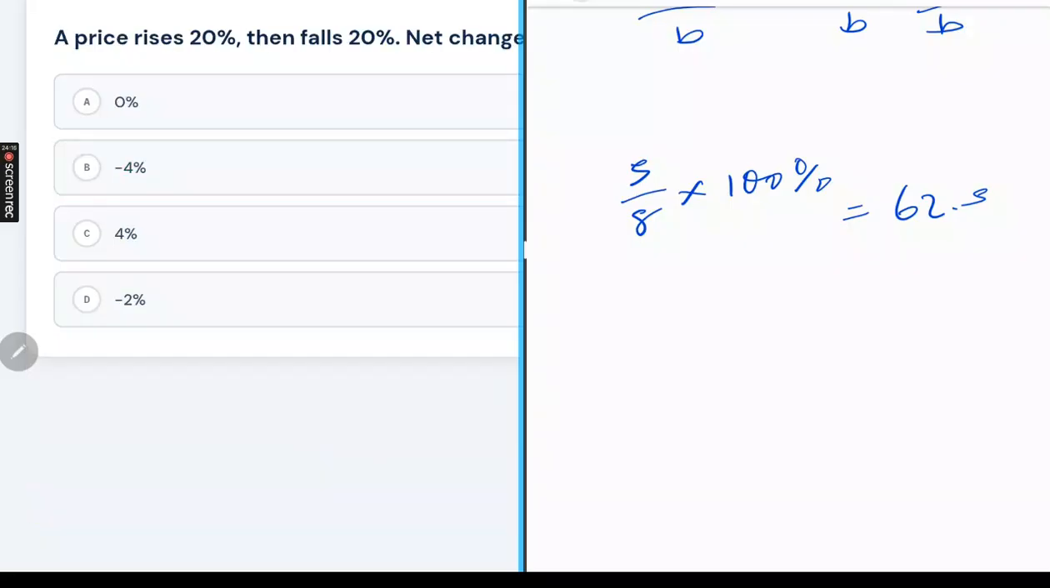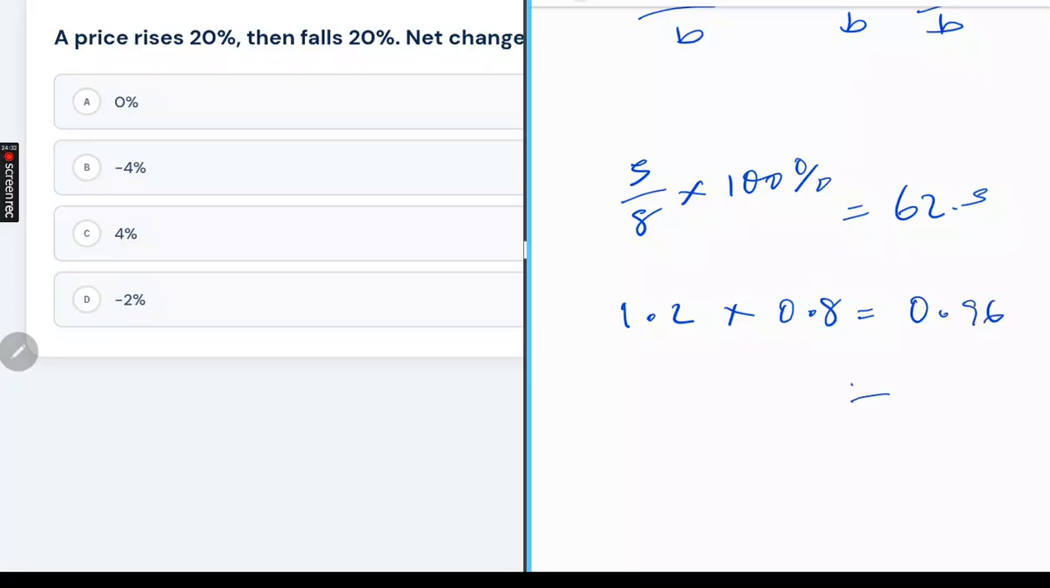Next question. A price rises 20%, then falls 20%. That is, rise 20%, 1.2. Fall 20%, that is 0.8. Multiply together, you get 0.96. 0.96 means that we are left with 96%. 96% means that 4% is missing. And how to write it is minus 4%. Do you agree with me?